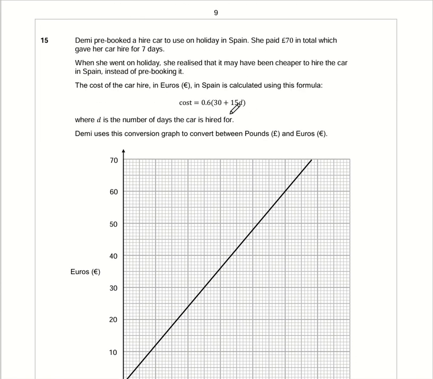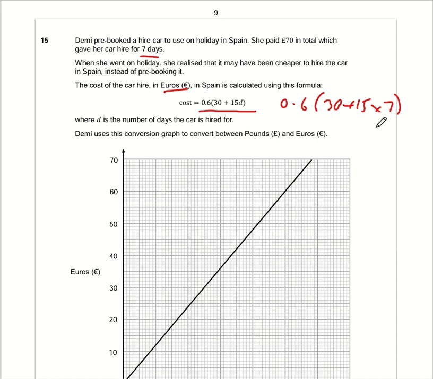Okay, question number 15. For this question, we know that the cost in euros is this formula here. It's for 7 days, so that is 0.6 lots of, in brackets, 30 plus 15D. 15D means 15 times D, where D is the number of days, so 15 times 7. Sorry, this is a 0, not a 6.